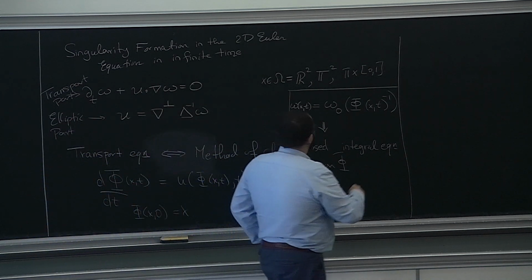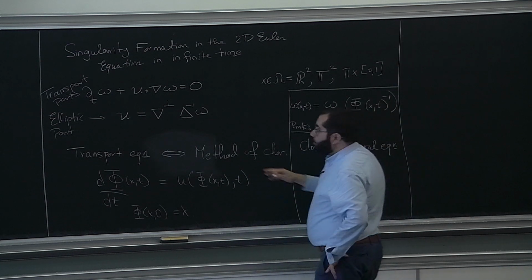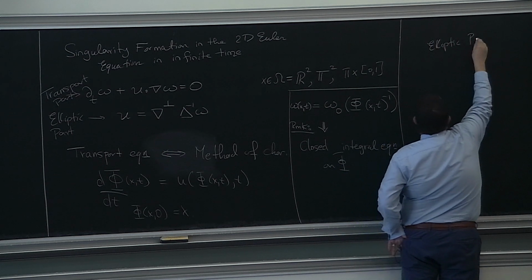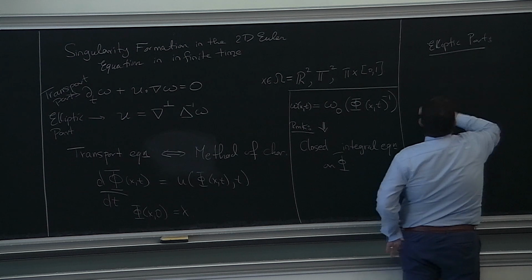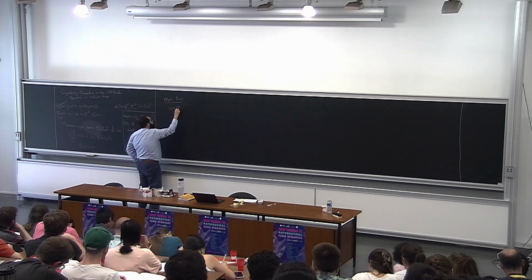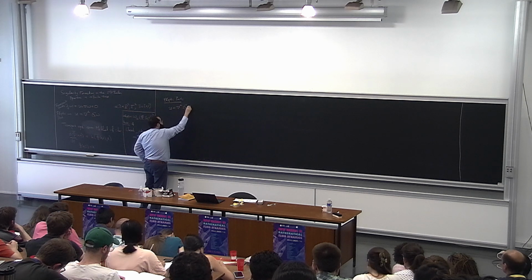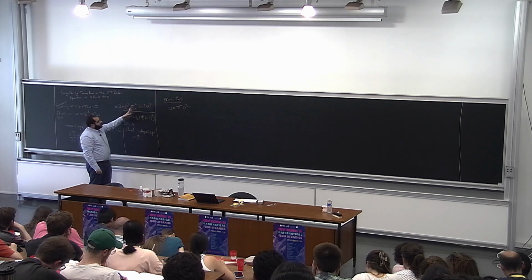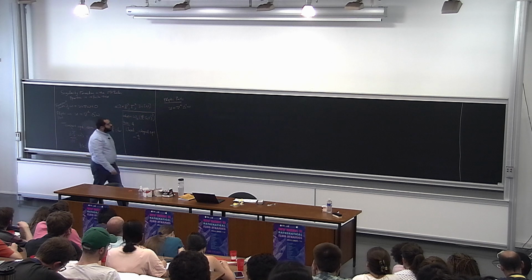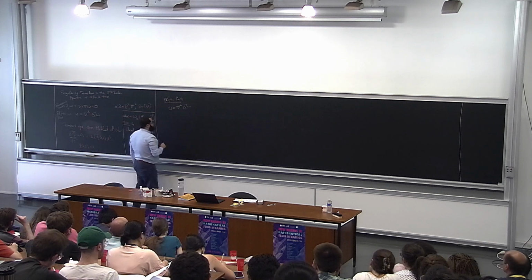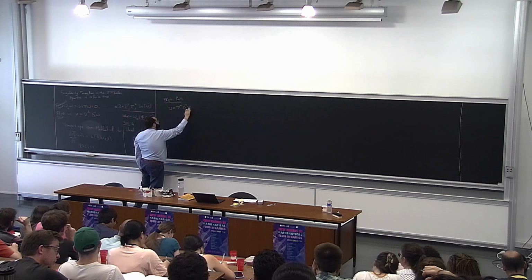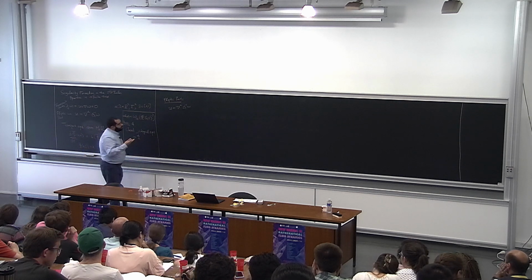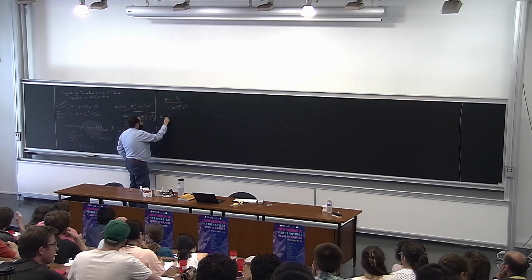Okay, so that was the transport part. So the elliptic part, you recover the velocity field again like this. If you're on T2, you should assume that the vorticity has average 0, so that this makes sense.